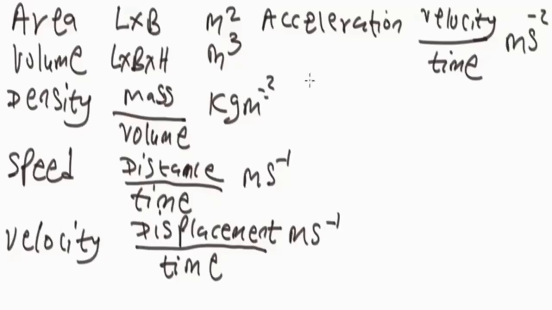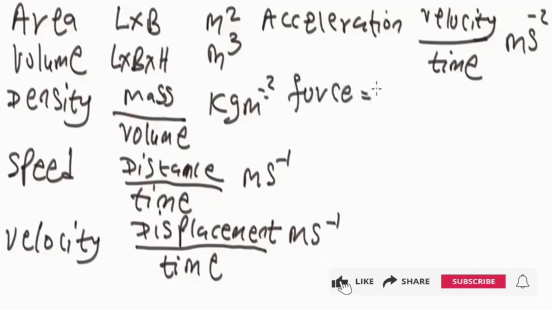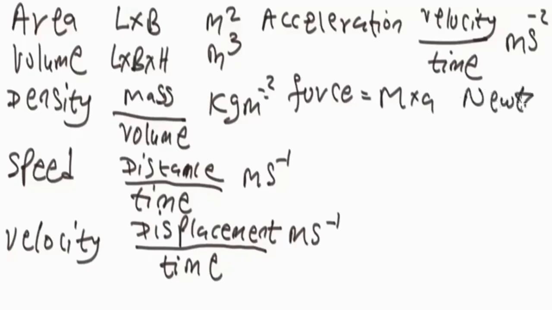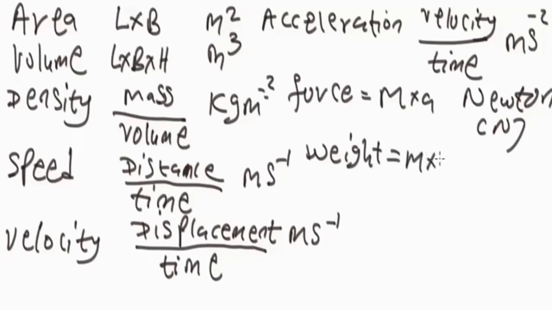We also have our force. Force is calculated using mass times acceleration, and the unit of force is Newton. So the short form is N. We also have our weight. Weight is calculated using mass times acceleration due to gravity g, and its unit is also measured in Newton. The difference between weight and mass is that mass is a scalar quantity, whereas weight is a vector quantity. That's the major difference between weight and mass.